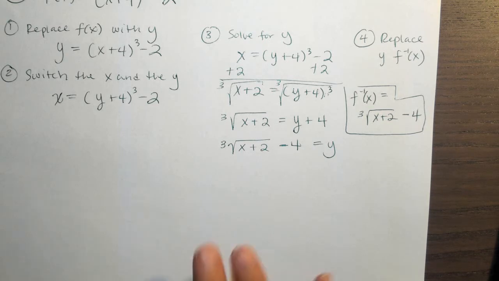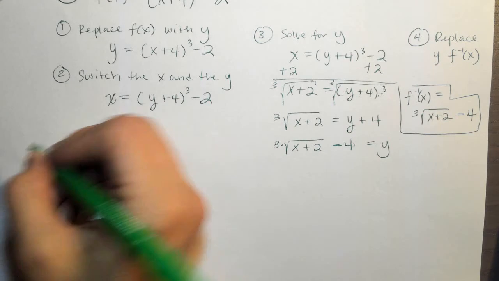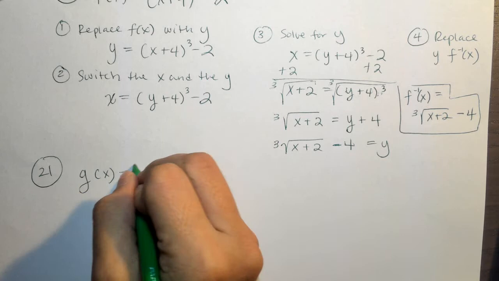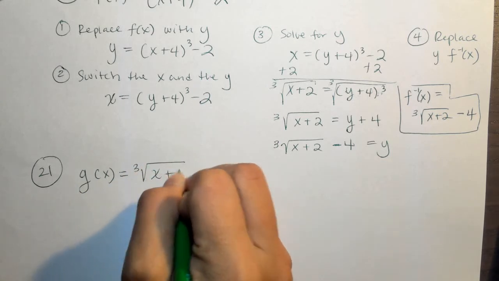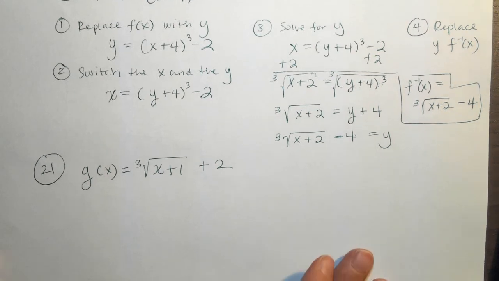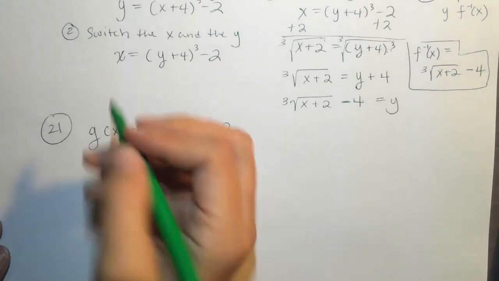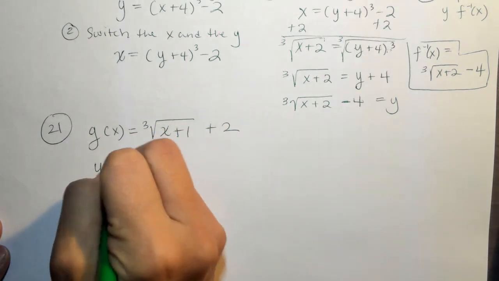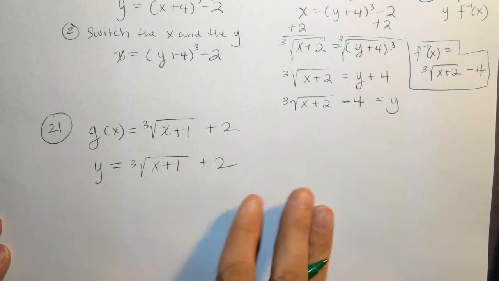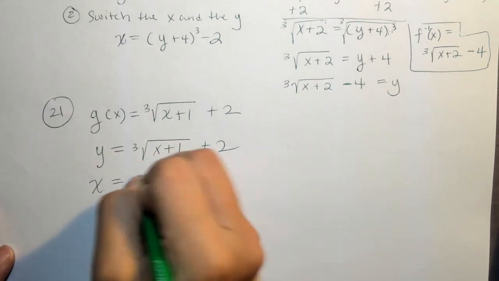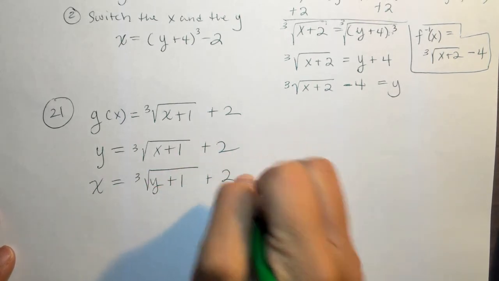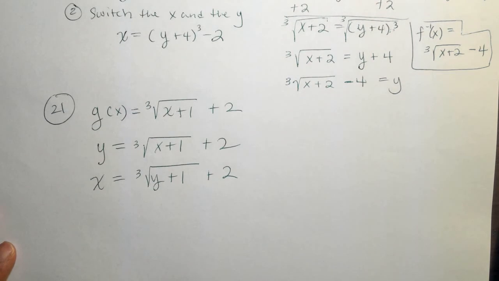The other one I'm going to do with you guys is number 21. So number 21, you have g of x equals the cube root. So now we have a cube root function of (x plus 1) and then plus 2 on the outside. So for number 21, I'm going to do the exact same thing. Step number 1, I'm going to replace g of x with y. Step number 2, I'm going to switch the x and the y. So wherever I see a y, I put an x. Wherever I see an x, put a y. And then I'm going to solve for y.